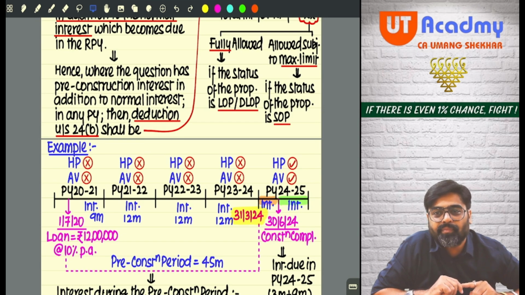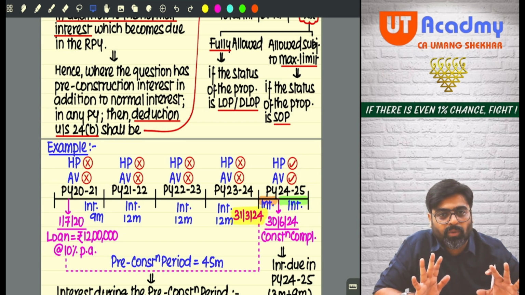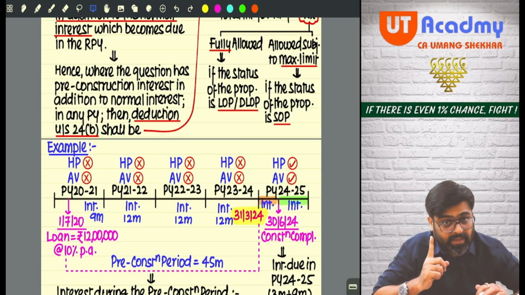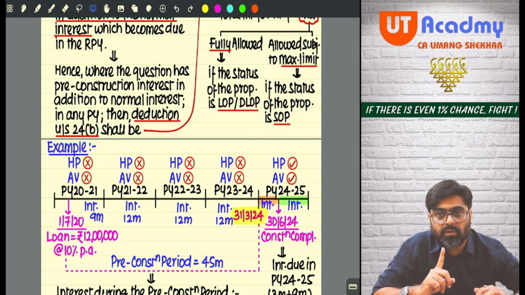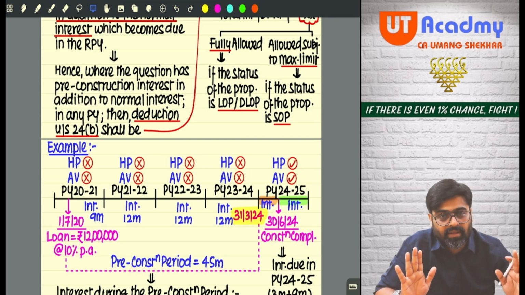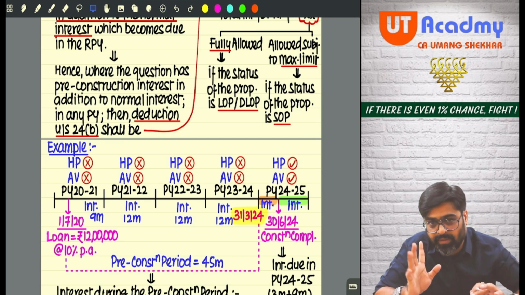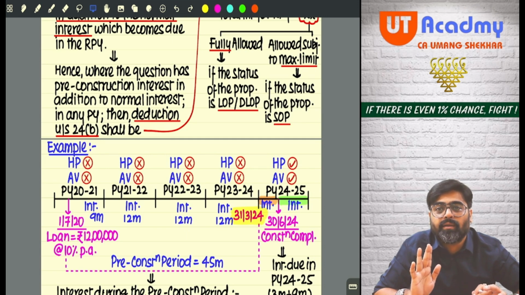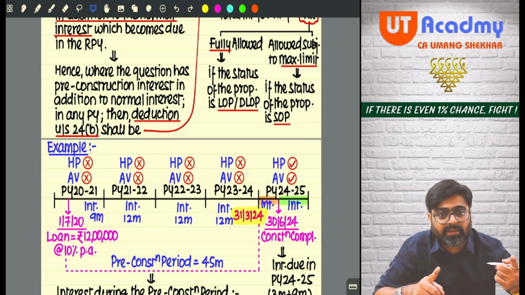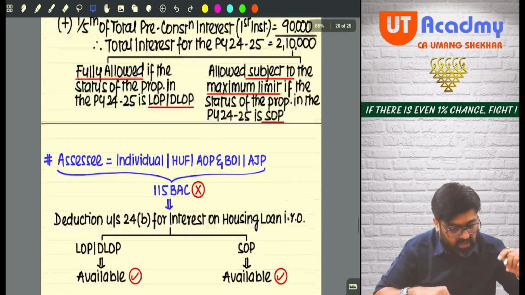Got it? I've tried my level best to make this concept easier for you. And I hope I have succeeded in that. Please don't commit mistakes in these calculations. Because these are the gray areas where the institute focuses more. Majority of the students get problems here only. Getting my point? But you are not supposed to be a majority, you are supposed to be a minority who are getting passed and getting ranks. Sure? Okay. So this is the end of the pre-construction period.